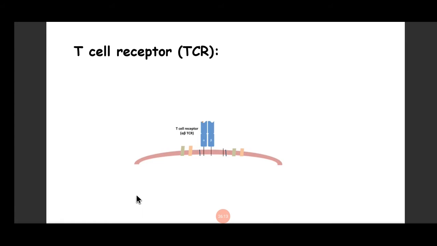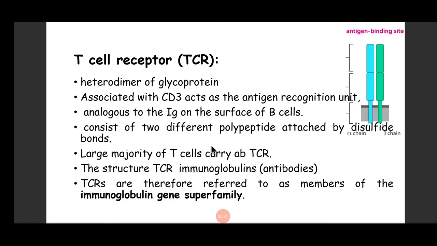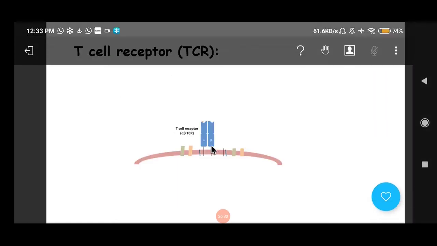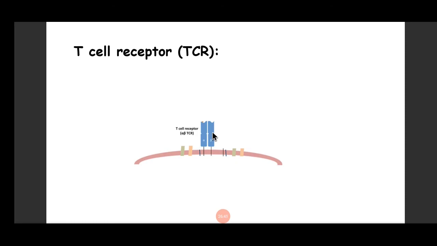B cells on their surface have immunoglobulins by which they encounter the antigen. T cells have a structure on their surface called the T cell receptor. It is a glycoprotein present on the surface of T cells. Through this receptor, T cells recognize an antigen. The antigen is recognized by T cells only through this receptor.